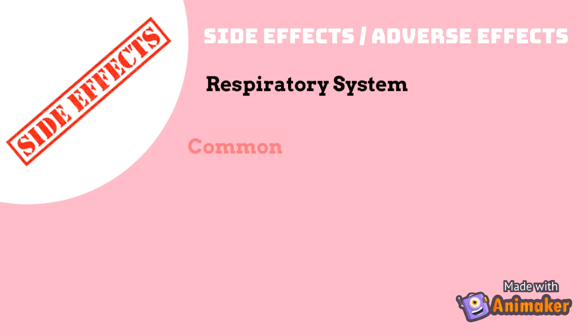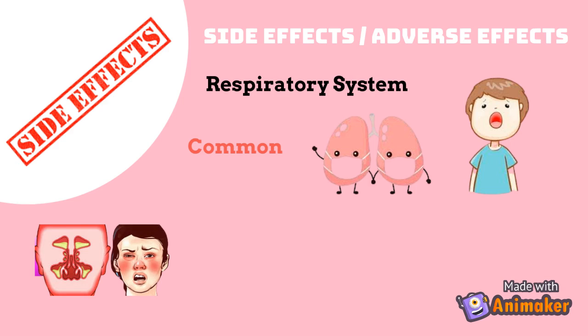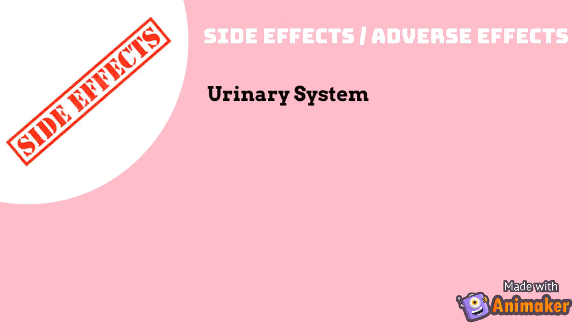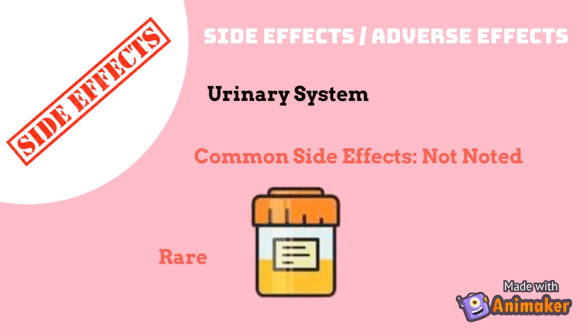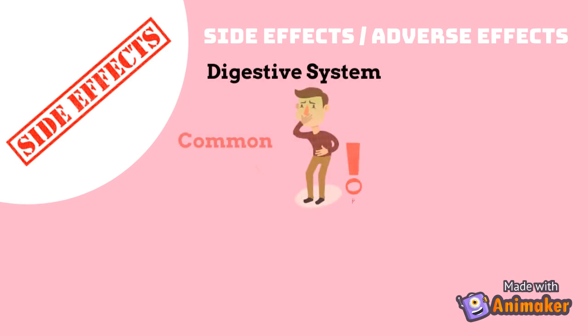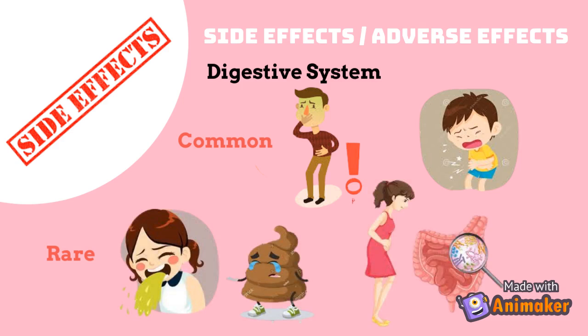Respiratory system. Side effects: pulmonary occlusion, pharyngitis, sinusitis. Adverse effects: epistaxis and asthma. Urinary system. Side effects are not noted. Adverse effects: dark urine. Digestive system. Nausea and abdominal pain are the side effects. Adverse effects: vomiting, clay-colored stools, and gastroenteritis.